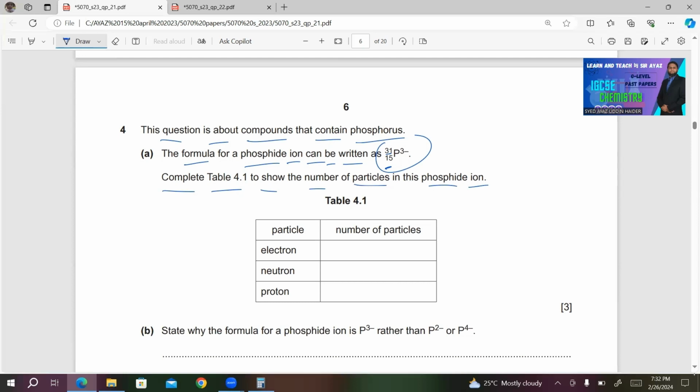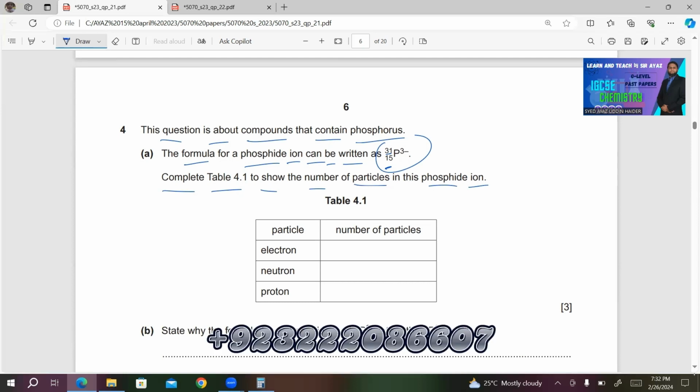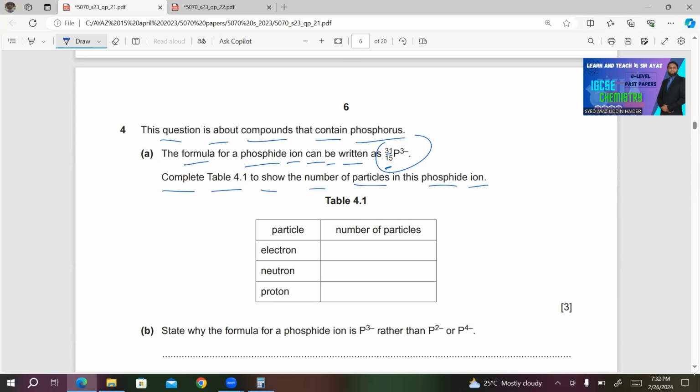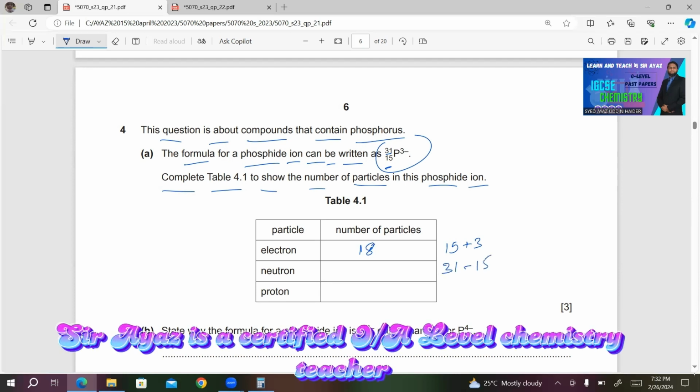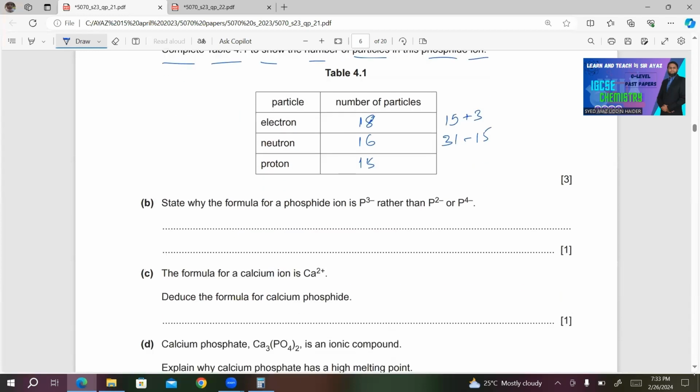Electrons: if you look at the charge on P, it's 3-, which means it has gained 3 electrons. Proton number is 15, which means you have to add 3 to this 15 and you will get 18. What about neutrons? In order to get the number of neutrons, you will subtract 15 from 31. 31 minus 15, we will get 16. What about protons? Very easy. 15 must be the protons.